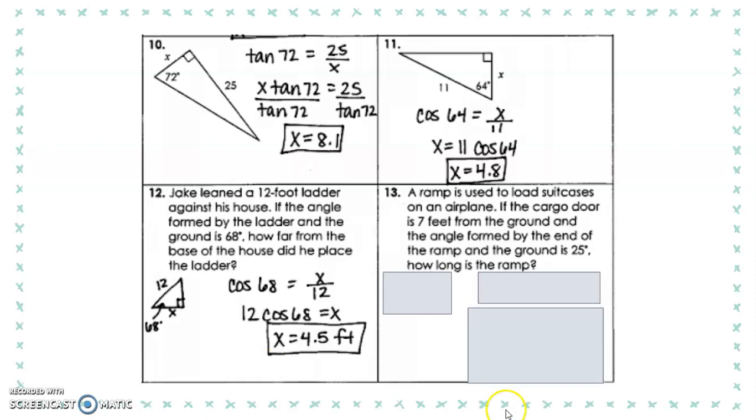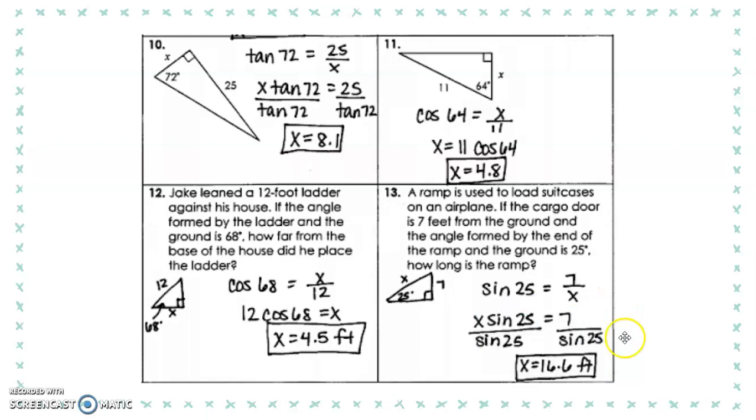13, I'm going to set up a picture as well. For this one, we want to figure out how long that ramp is, so I'm finding my hypotenuse. 7 is my opposite side from 25 degrees. Setting up that ratio, I have the sine of 25 equals 7 over x, and then I'm solving for x.